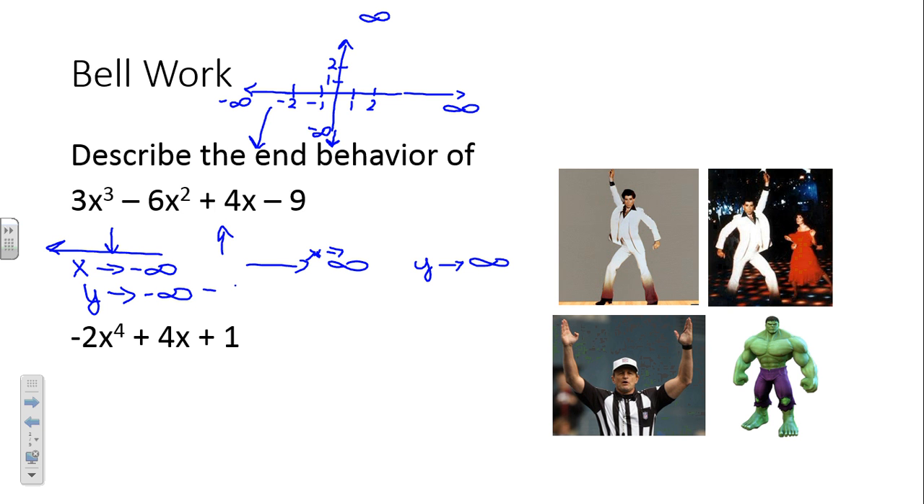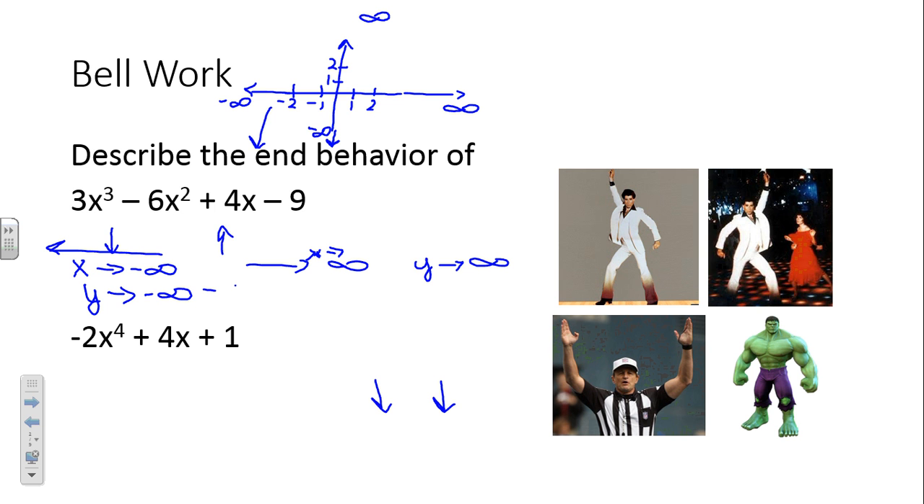Okay? Because what's happening here? Is it a polynomial? Yes. Is it in standard form? Yes. So what's my leading coefficient? -2. So what's happening on the right-hand side? It's going down. What's happening on the left-hand side? Going the same direction, right? Going down, also going down because it's an even power. It's the Hulk look to this graph.